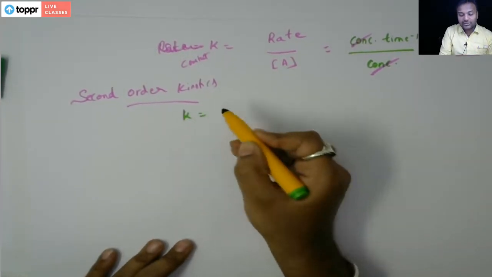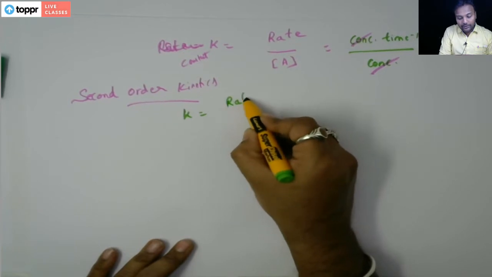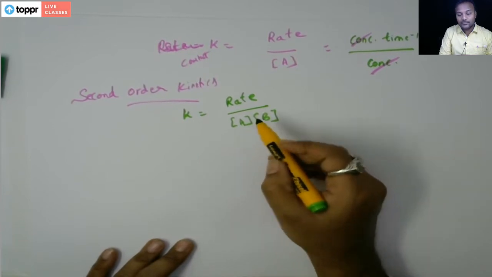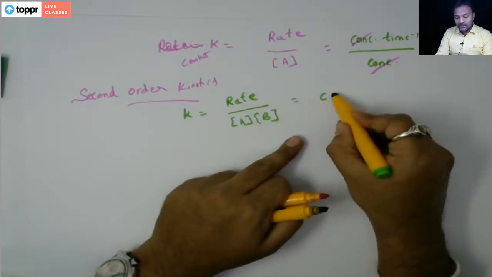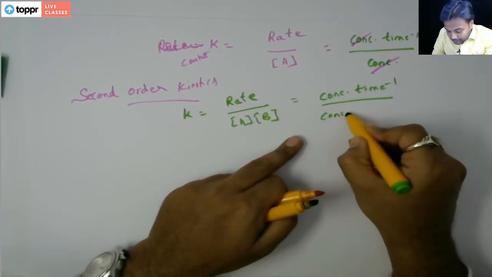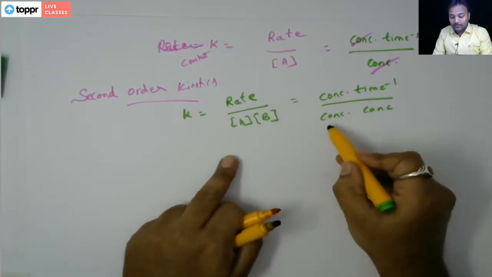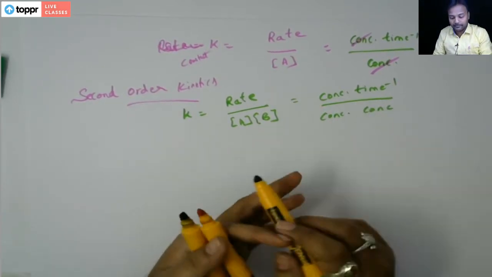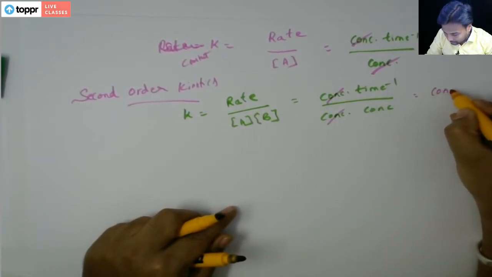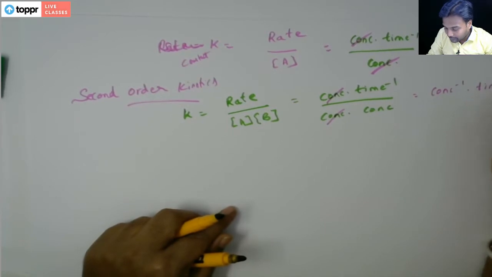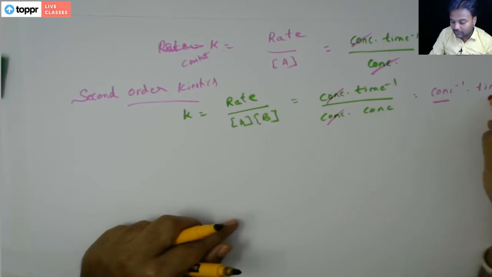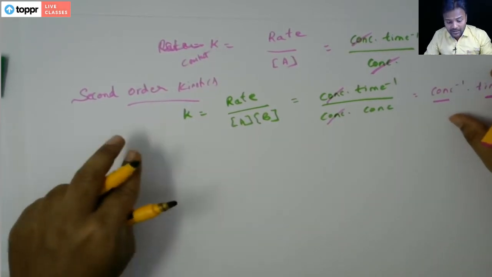Rate constant K equals the rate of a reaction by the concentration of two reactants. Means the rate of the reaction is concentration by time, divided by concentration of A and concentration of B. Into time inverse. So here concentration inverse and time inverse. That means these are the units for second order kinetics.